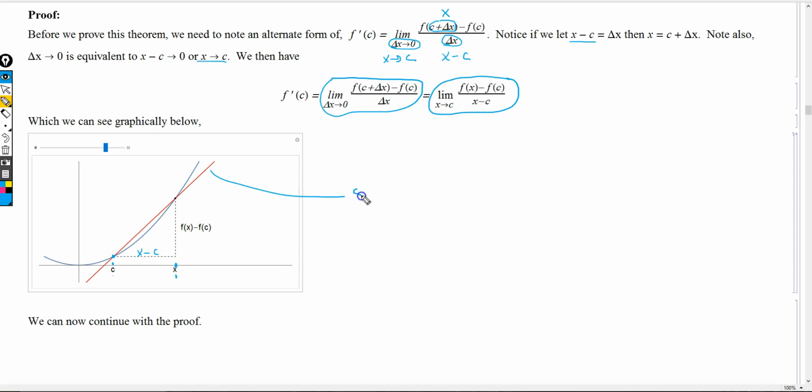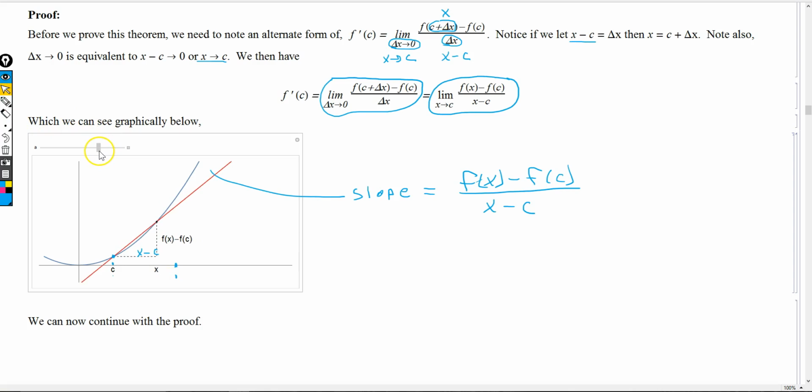So the slope of this secant line is f of x minus f of c over x minus c. And as we let x approach c, notice that this line is becoming the tangent line. See that? And so the limit as x approaches c of this quantity is approaching the slope of our tangent line. So this is just an alternate way of obtaining the slope of our tangent line.